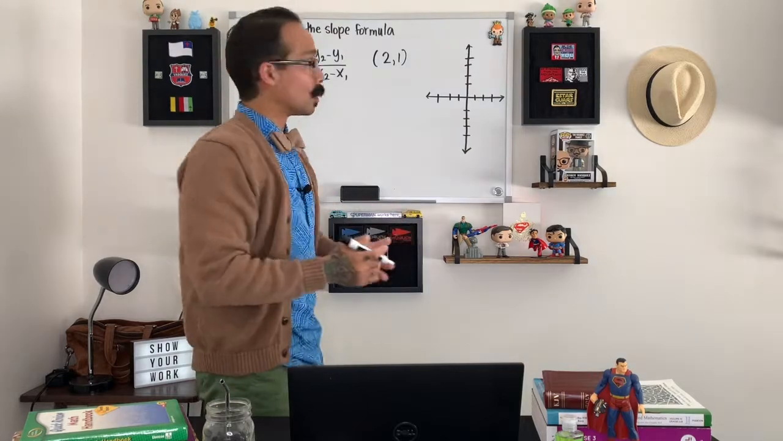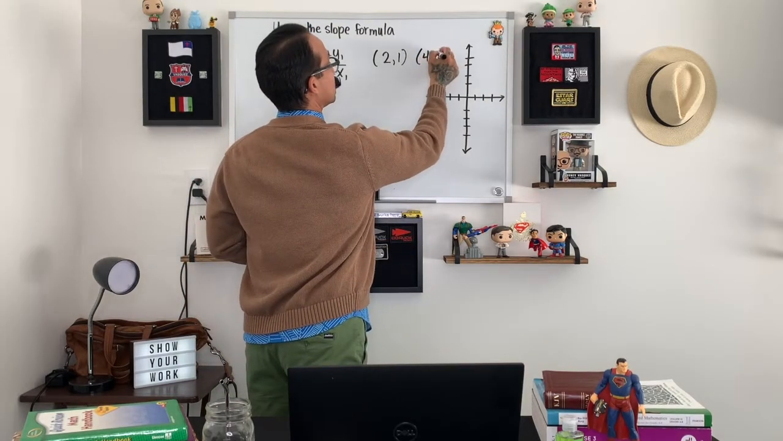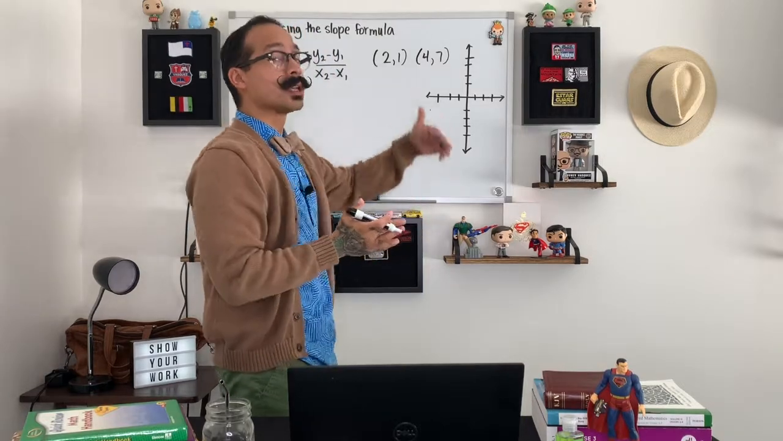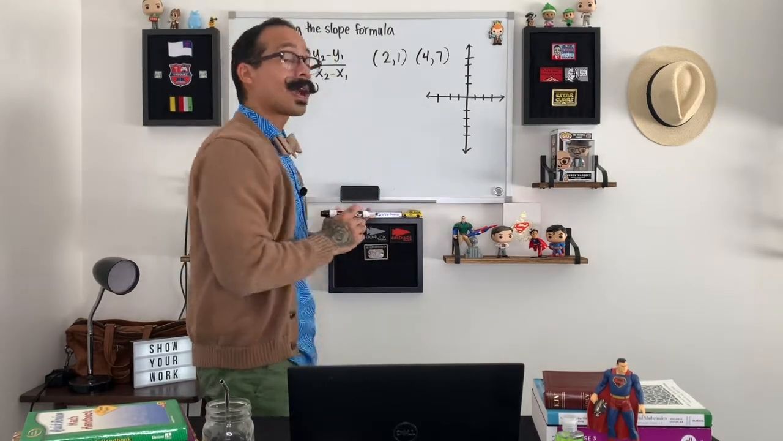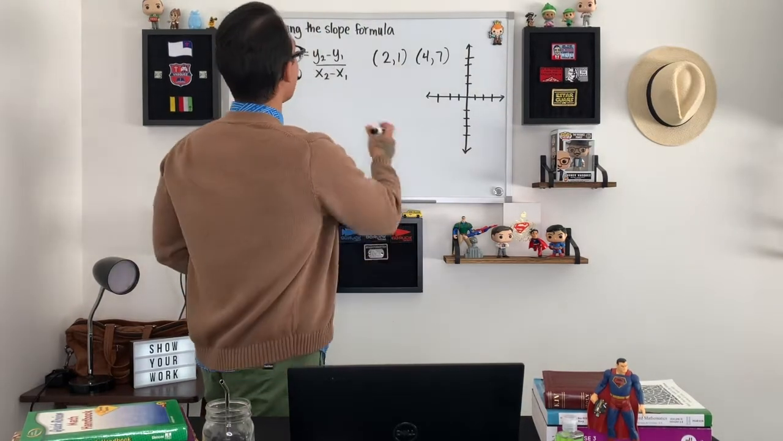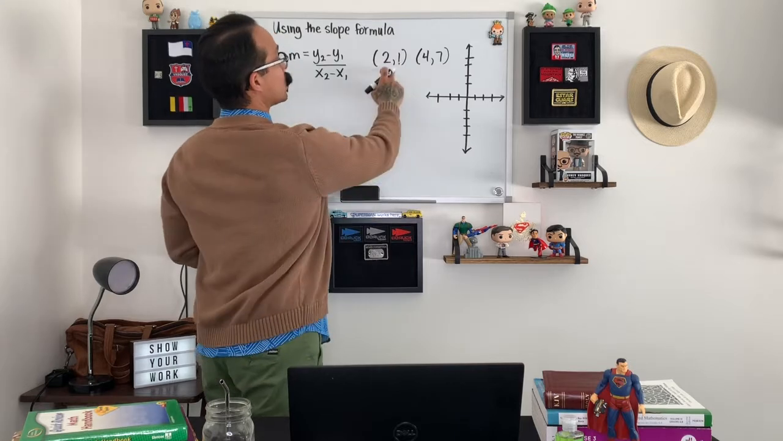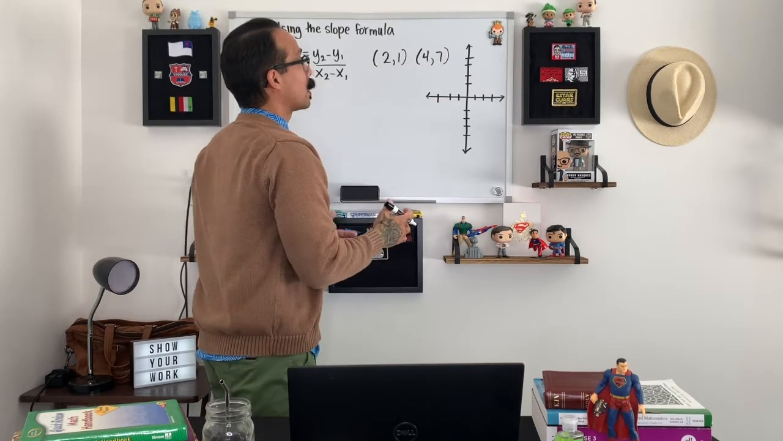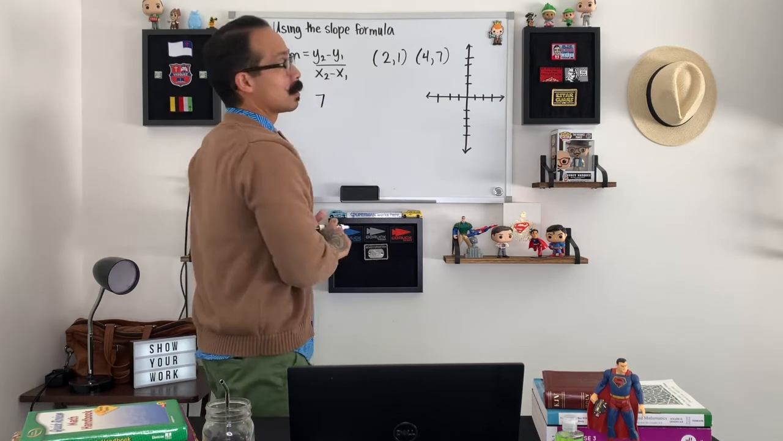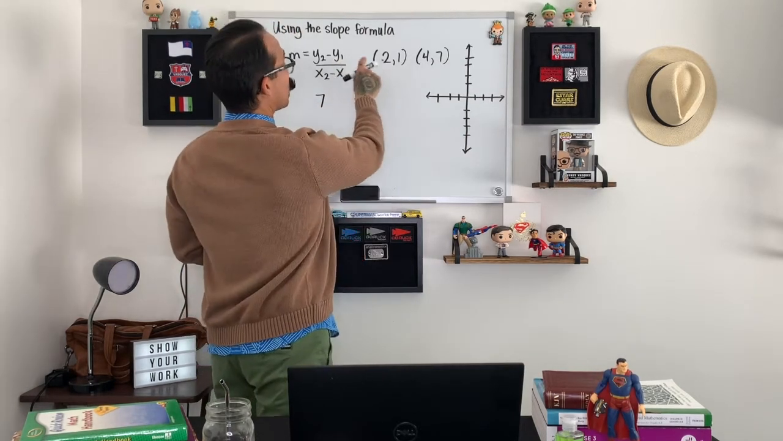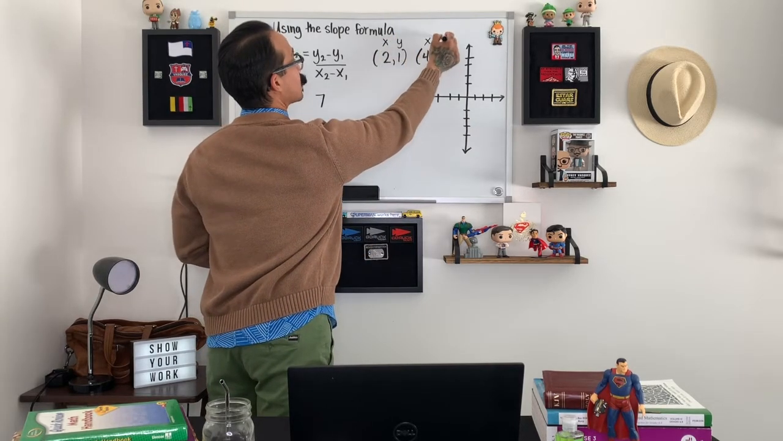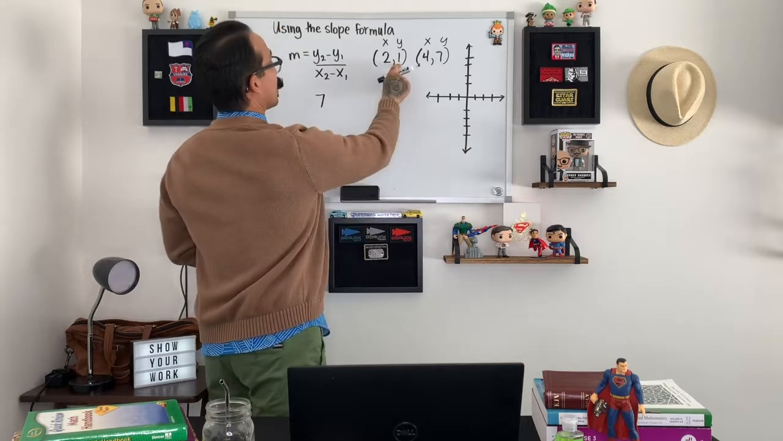Here are my points (2, 1) and (4, 7). Now, if you recall, ordered pairs give you the x and y values. So all I have to do when using the slope formula is substitute. I'm going to take y2, which happens to be the second y in my set of ordered pairs, and place that 7. y1 would be the first y in my ordered pair, which would be 1.